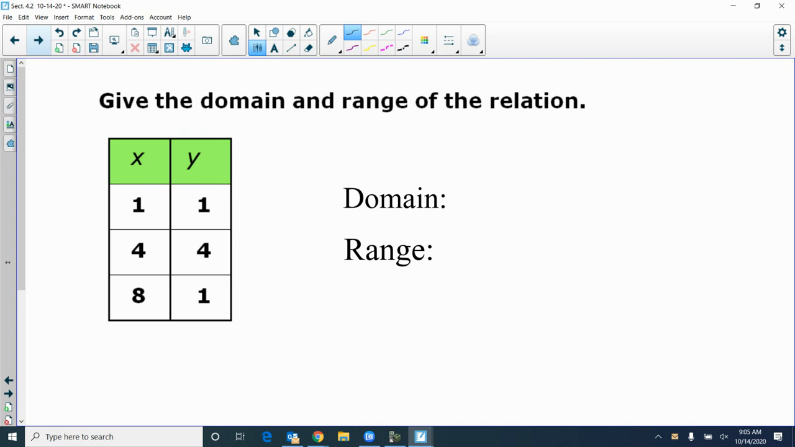Okay. All right, now I got a table. Domain is all the X values. In order, don't repeat numbers. Okay, so my domain. All right, Evan, what would be my domain?